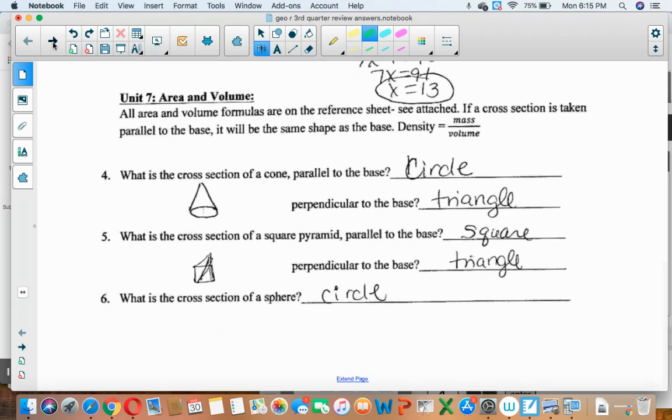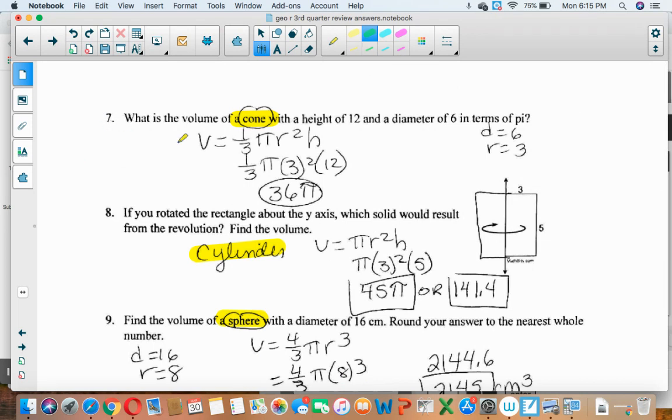All right, next page that we're looking at, volume of a cone. Looking at my formula sheet, the volume is 1/3 pi r squared h. So the height is 12, so I'm putting in 12 for the height. And the diameter is 6. That means my radius is 3, so I'm putting in 3 for the radius.